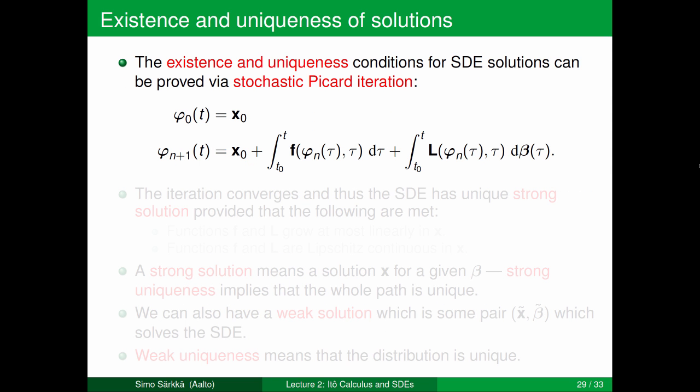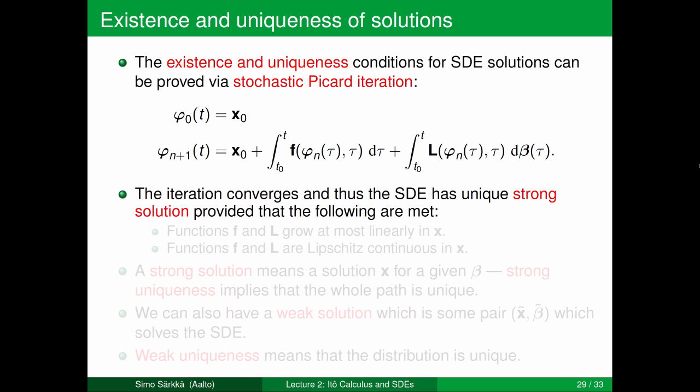The existence and uniqueness of SDEs can actually be analyzed with something called stochastic Picard iteration, which is related to the classic deterministic version of it. So we can consider the mean square convergence of these kind of iterates. The result is that the iteration will converge and thus the SDE will have a unique strong solution provided that these conditions are met.